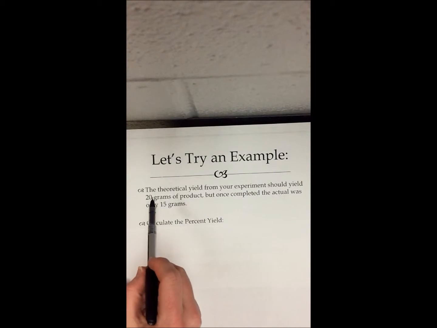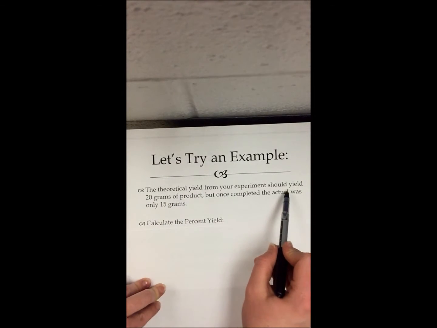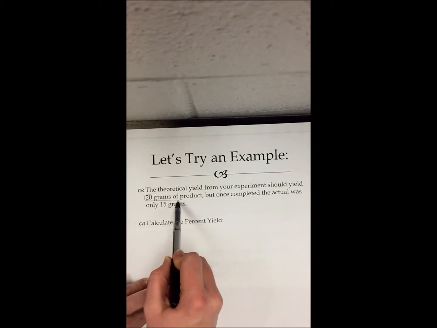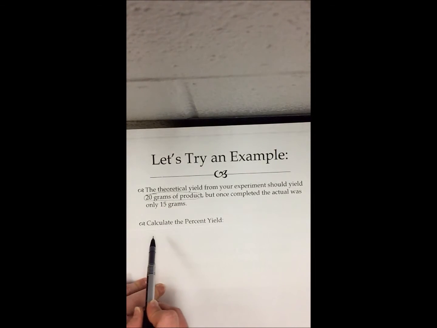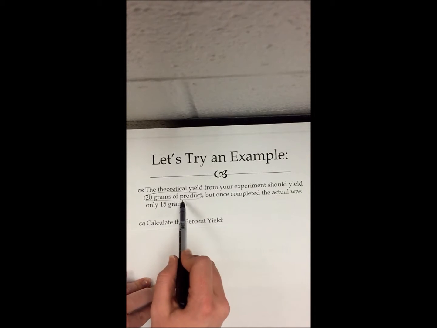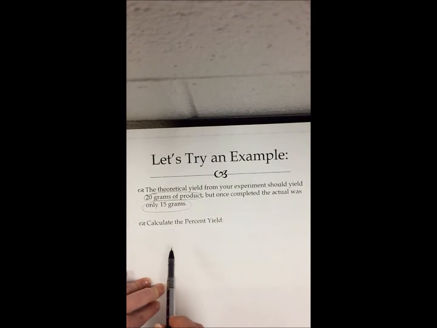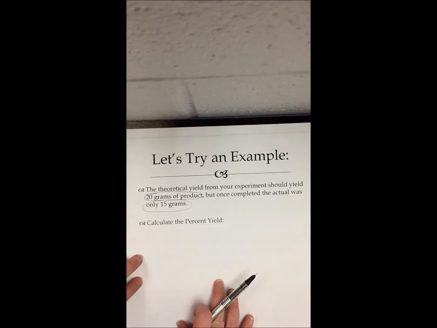So let's try this example. The theoretical yield from your experiment should yield 20 grams of product. It's important information, so we're going to circle it. But once completed, the actual was only 15 grams. So calculate the percent yield.